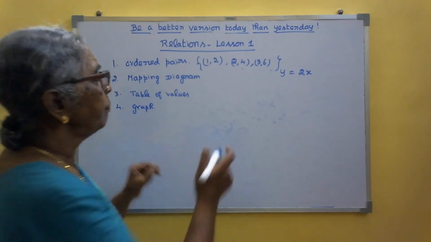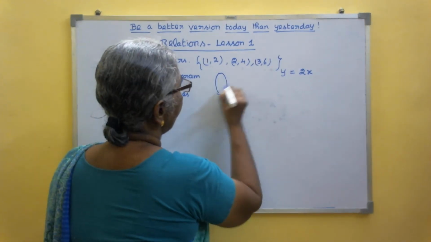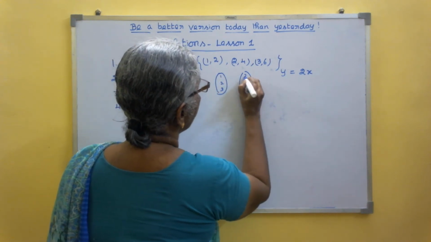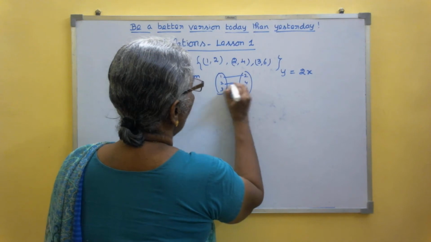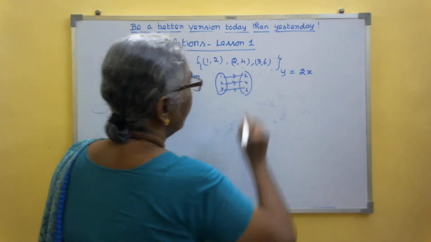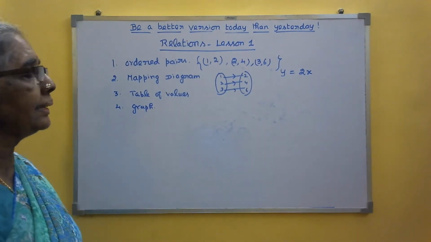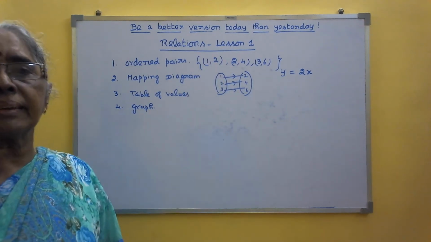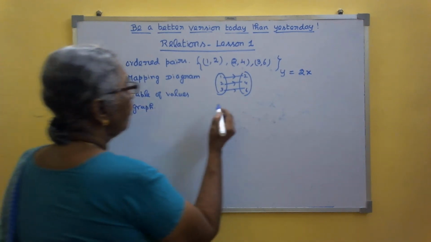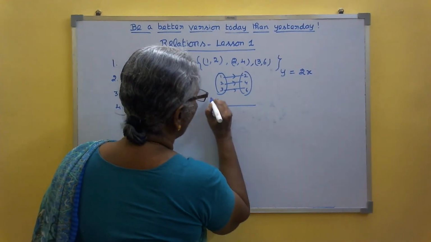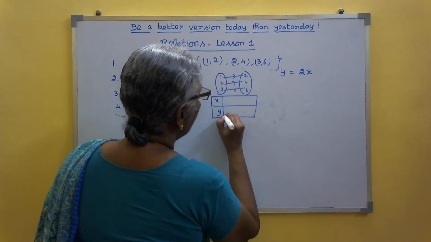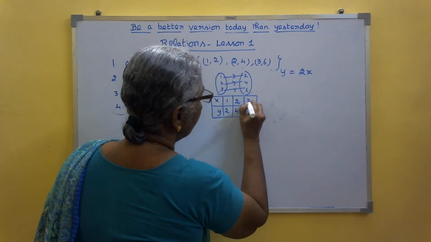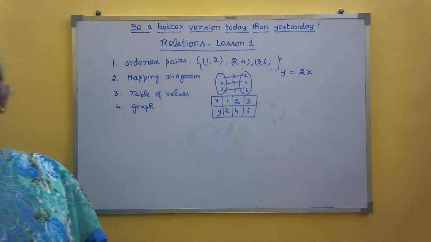In a mapping diagram, I can have two sets. I can have here 1, 2, 3, and here 2, 4, 6. So I can map like this. Now I will get y is equal to 2x. This is x and this is y. Here the first elements are x, the second elements are y. Table of values means I will draw a tabular column like this. I can write x, I can write y, x, y. Like this. This is called table of values.